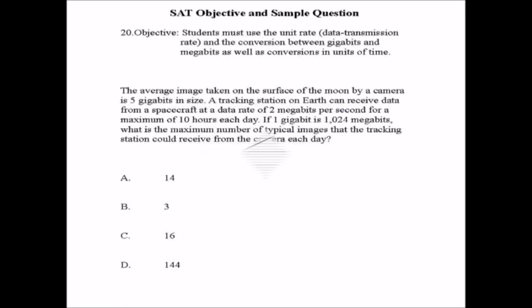And we move on to number 20. The average image taken on the surface of the moon by a camera is 5 gigabits in size. A tracking station on Earth can receive data from a spacecraft at a data rate of 2 megabits per second for a maximum of 10 hours each day. If 1 gigabit is 1024 megabits, what is the maximum number of typical images that the tracking station could receive from the camera each day? A, B, C, or D? Circle the correct answer.